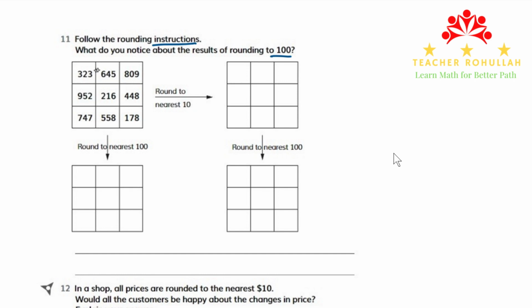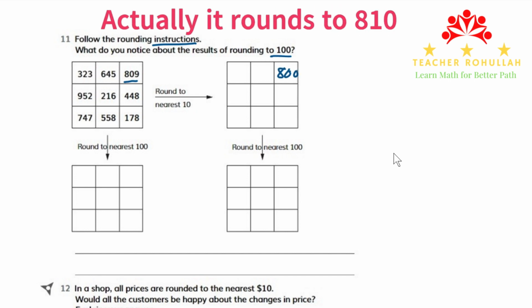The numbers in this grid should be rounded to the nearest 10 in this grid and rounded to the nearest 100 in the grid down here. And again, the ones which are rounded to the nearest 10 should be rounded to the nearest 100 again. Let me first round these numbers to the nearest 10. So this number rounds to 800 when rounded to the nearest 10.